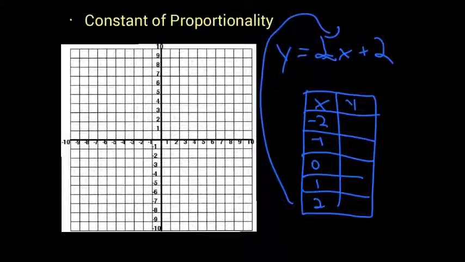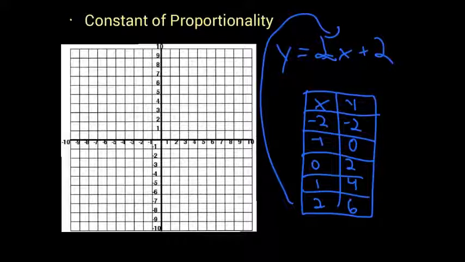So 2 times 2 is 4, plus 2 is 6. 2 times 1 is 2, plus 2 is 4. 2 times 0 is 0, plus 2 is 2. 2 times -1 is -2, plus 2 is 0. 2 times -2 is -4, plus 2 is -2.